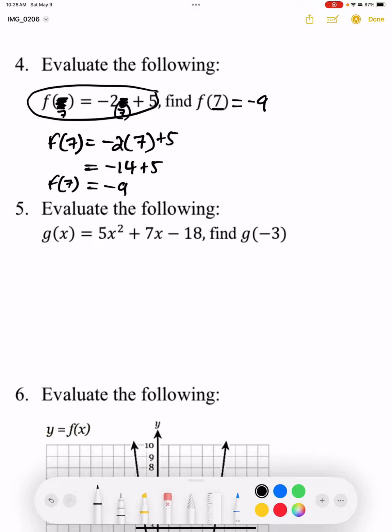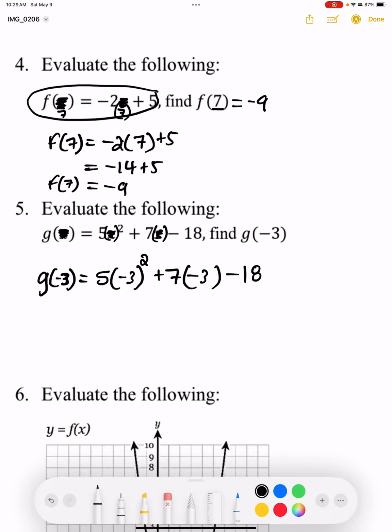Evaluate the following again. So again, all we're doing is where the x is, you're going to put a -3. So here, you put a -3. And also over here, because there's 3 parts. So g of -3. That's just telling us that you're going to plug in the number -3. 5 times (-3), there's an exponent, so leave it, plus 7 times (-3) minus 18.